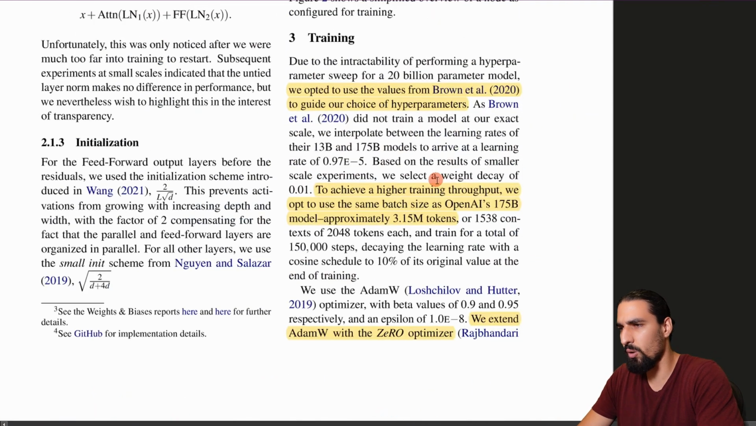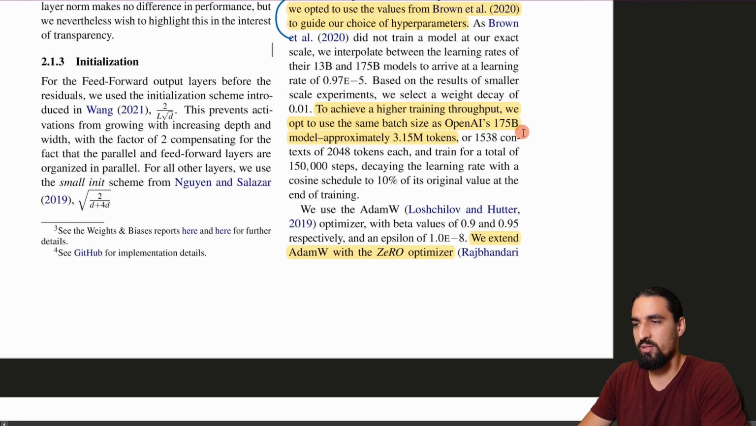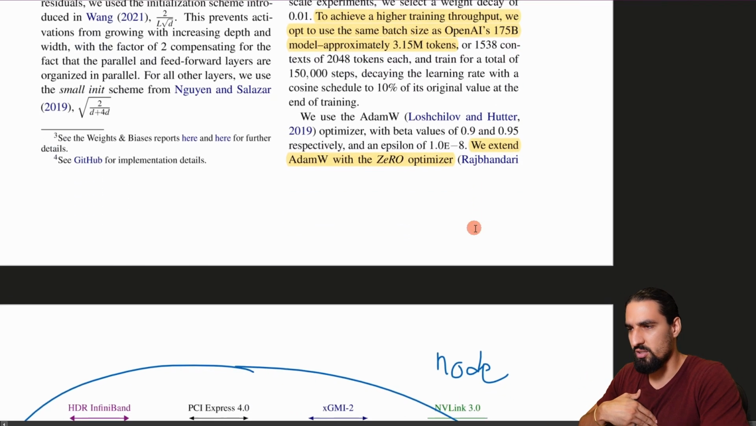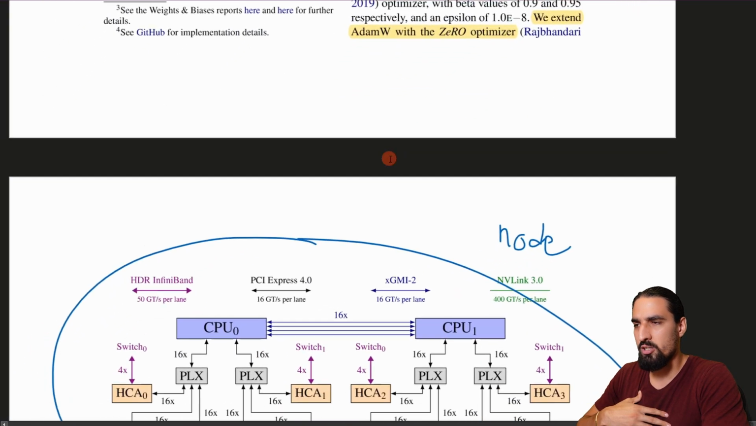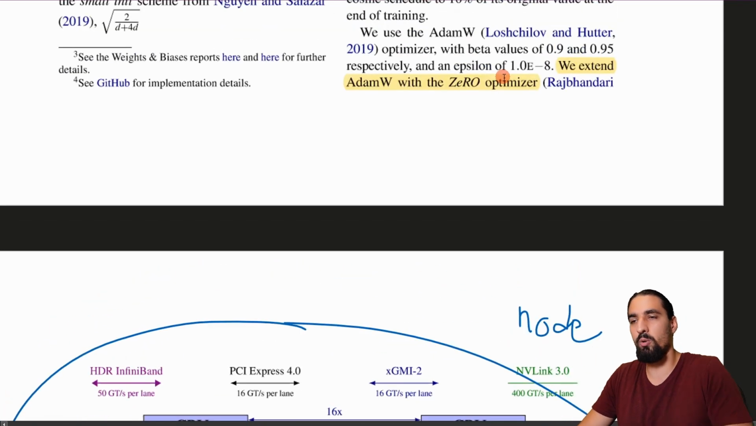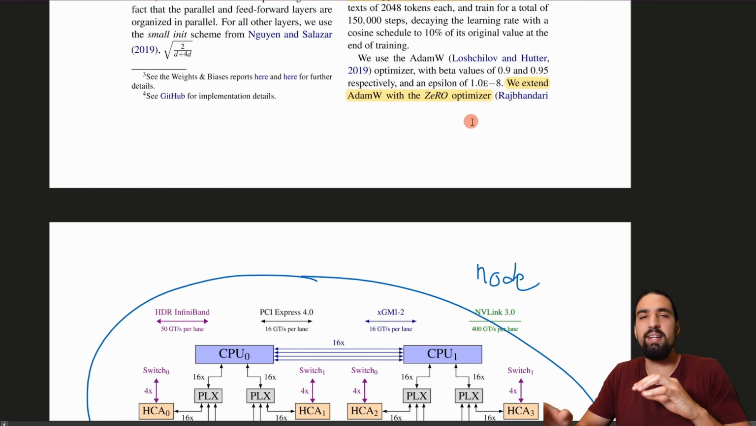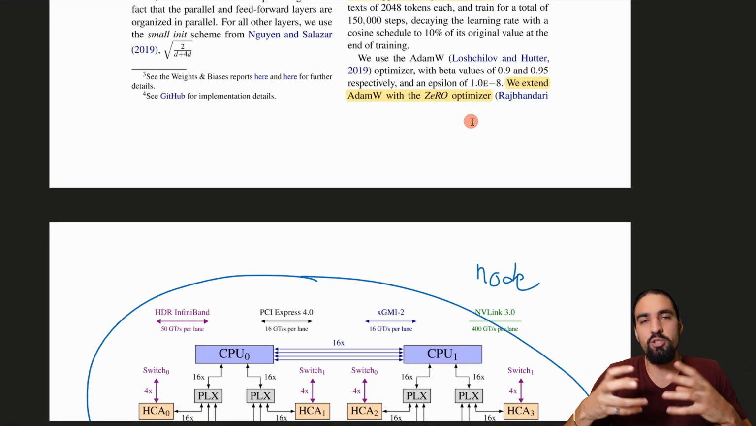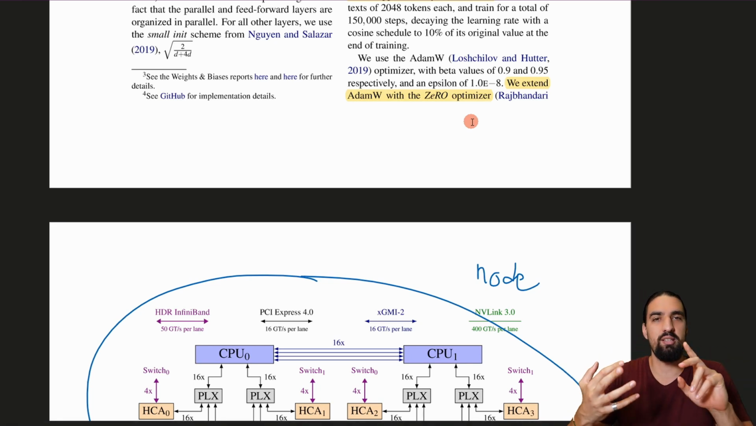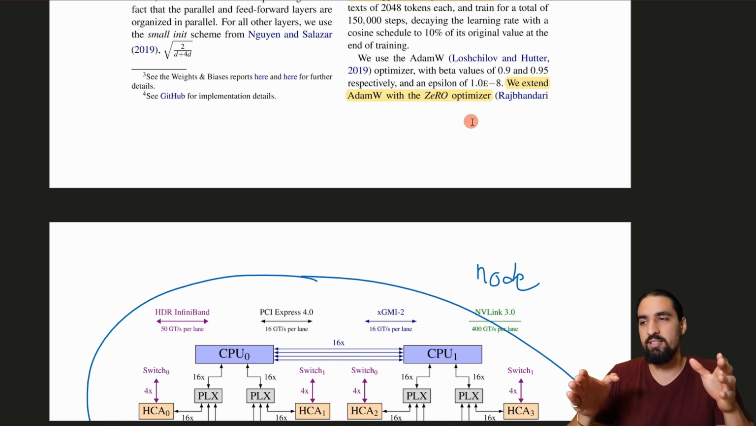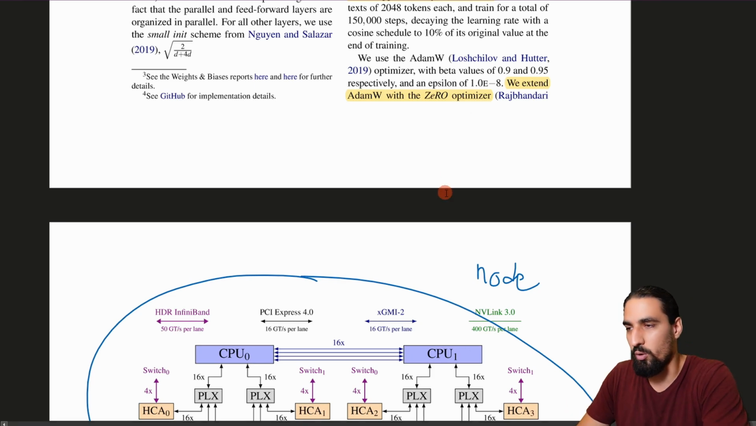Okay, guys. So again, a common thread. We opted to use the values from the GPT-3 paper to guide our choice of hyperparameters. To achieve a higher training throughput, we opt to use the same batch size as OpenAI's 175B model, approximately 3.15 million tokens. We extend AdamW with ZeRO optimizer. I mentioned that because I did cover ZeRO in my ultimate scaling guide video. I'll link that video somewhere in the description, so if you're curious to know more about ZeRO, check it out. But the TLDR is, instead of replicating the model states and the residual states, so the gradients, the optimizer states, the weights, etc., you just partition them, and that's how you achieve the zero redundancy. So that's what ZeRO stands for.